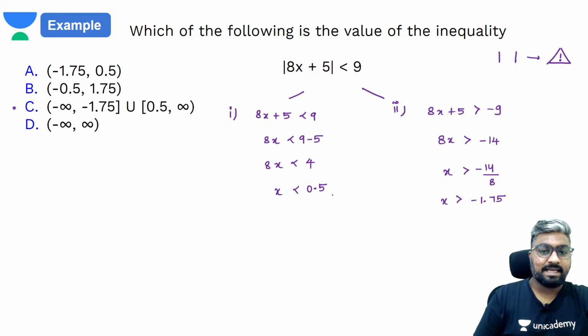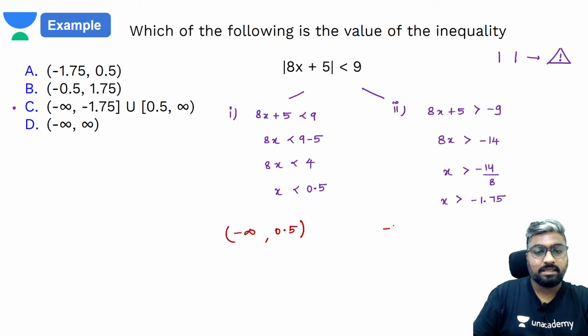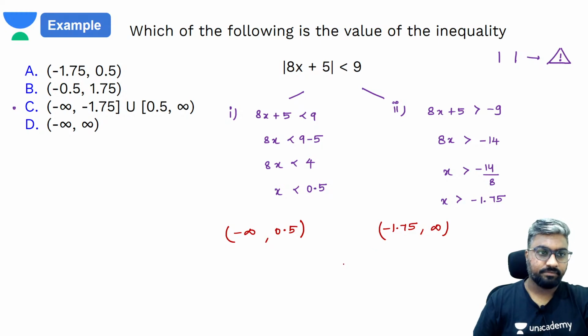x will be less than 0.5, or in other words, it will go from 0.5 as the maximum value, negative infinity as the minimum value. Yeah, same way here, minus 1.75 will be the minimum value. This will go on all the way till positive infinity. Are you able to get this, guys?